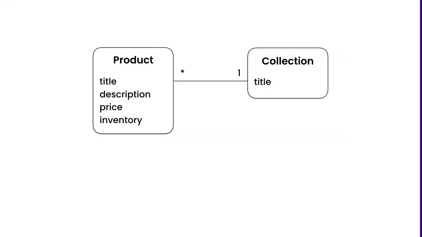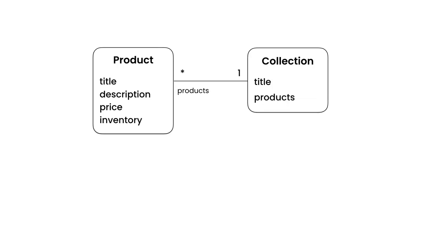Back to our diagram. Now over here, we can add a label called products, and that means when we code these entities or these classes, in the collection class, we're going to have an attribute called products. For now, I just want to hide this for simplicity, okay?